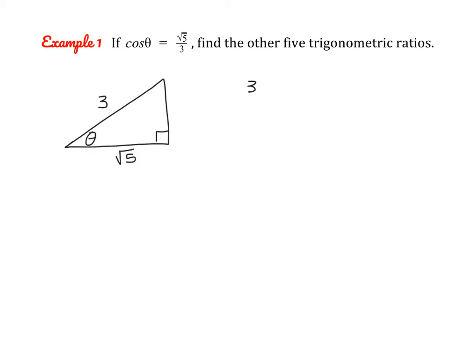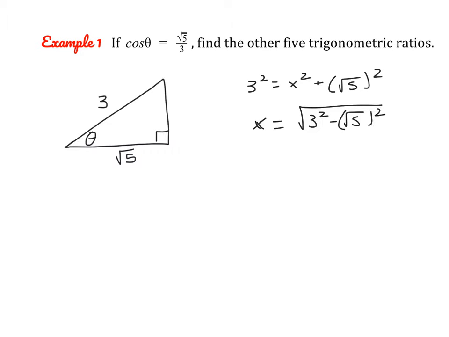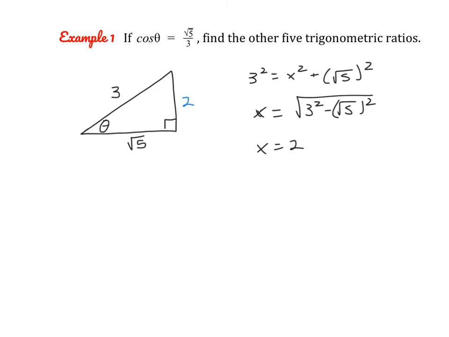So we could say 3 squared equals x squared plus root 5 squared. So x equals the square root of 3 squared minus root 5 squared. So x will equal 2. Now that we know the 3 lengths of the triangle, we can find all of our remaining trigonometric ratios. So we know that the sine of theta will be 2 over 3.